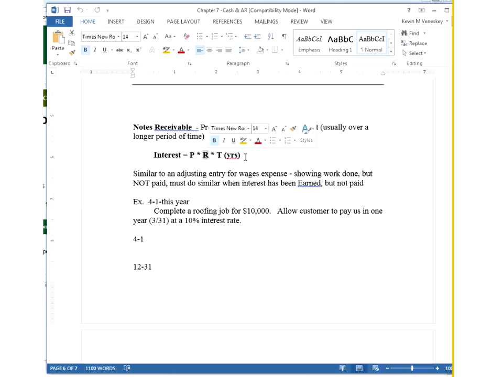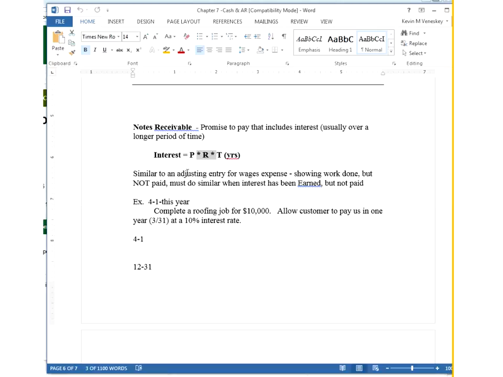Therefore, if it's a 16% annual rate, but I only have the loan for 6 months, I'm not really paying the full 16%. I'm only paying half of that because it was only half a year. So that's why our time is always in years, because it's got to correspond with what the rate is.